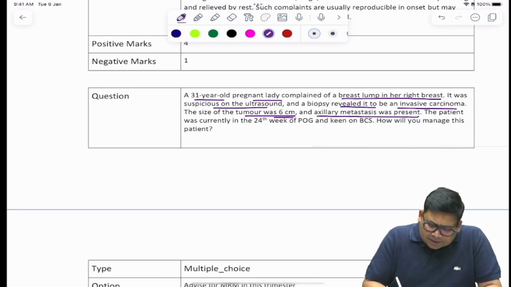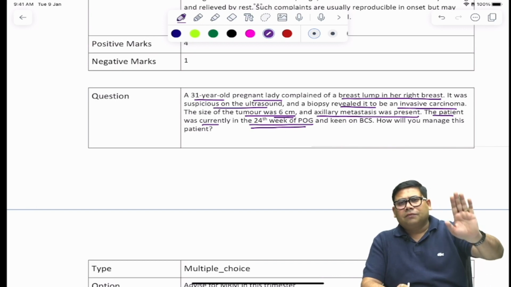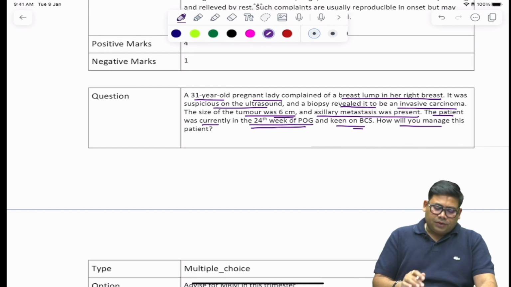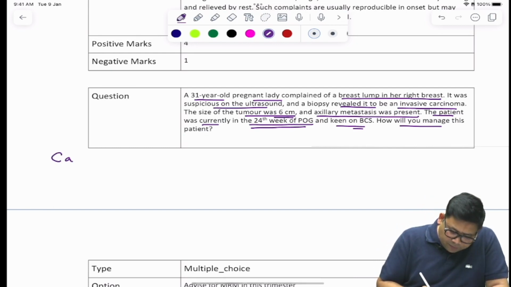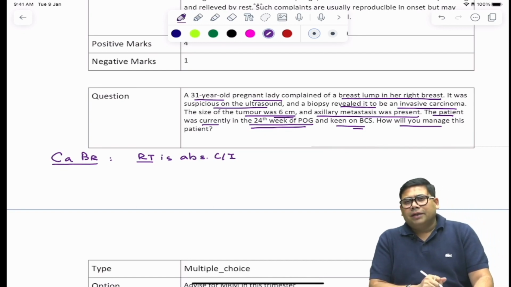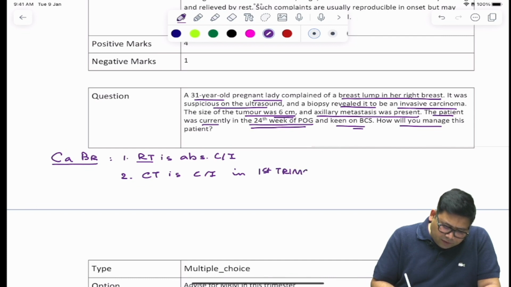With axillary metastasis, so axillary lymph nodes were present. The patient was currently in the 24th week of POG. So this is a CA breast with pregnancy, and she is keen on BCS. How will you manage this patient? So when we talk about CA breast in pregnancy, you need to understand that radiotherapy is absolutely contraindicated during pregnancy, because fetal radiation is going to be very hazardous. Second, chemotherapy is contraindicated in at least the first trimester, and again this is very important.